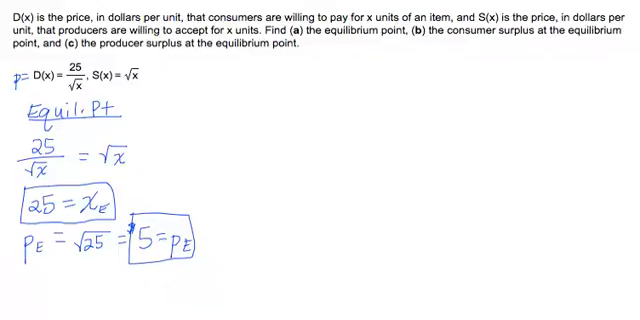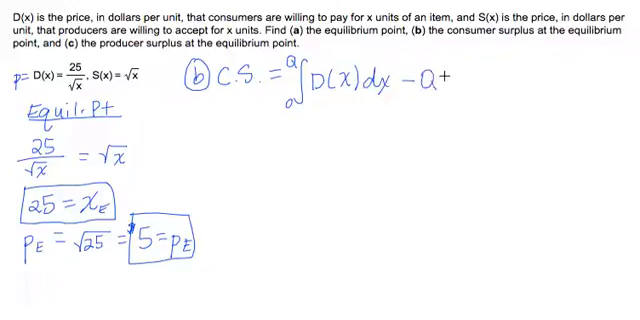Okay, then next we need to find the consumer surplus. So we'll start with the integral formula. So the consumer surplus is the integral from 0 to Q of d of x dx minus QP. So what is Q? Q is quantity and P is price. And since we're finding consumer surplus at the equilibrium point, we're going to use this quantity and this price. So that's capital Q and that's capital P for this integral.